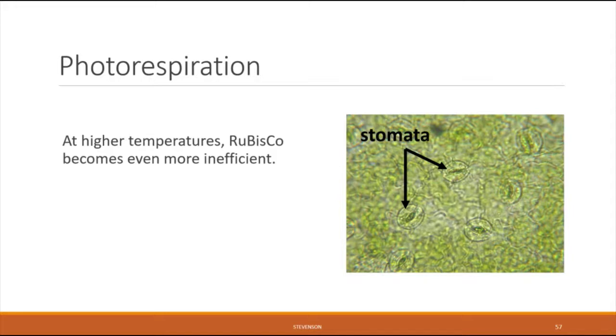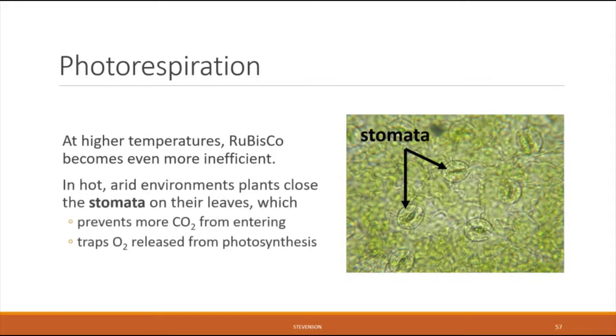The reason why hot climates make the effect of this inefficiency worse is because plants get gases from their atmosphere through pores that are called stomata, which you can see in this microscopy image right here. These are little pores through which oxygen and carbon dioxide gas can pass. When it is hot outside, plants are capable of closing those stomata in their leaves, and they close them primarily to prevent evaporation of water. This is an adaptation that they have to prevent losing water in hot, arid environments.